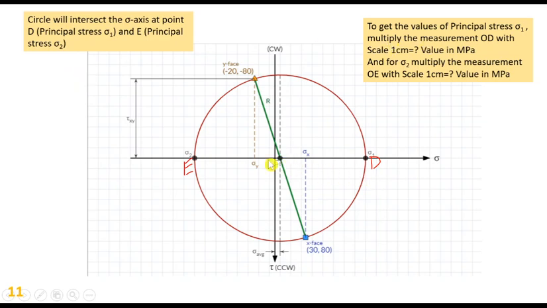So once we have these points, we can get this measurement OD. O is the intersection of the sigma and tau axes. From O to D, we will measure by a ruler, and we will multiply this value with the scale. That will give us the value of sigma 1.